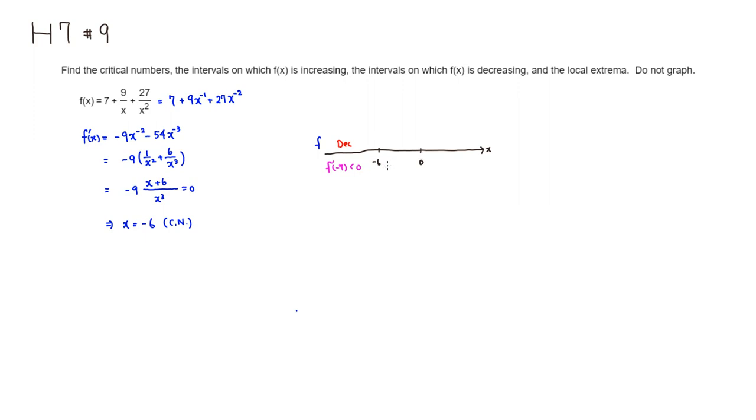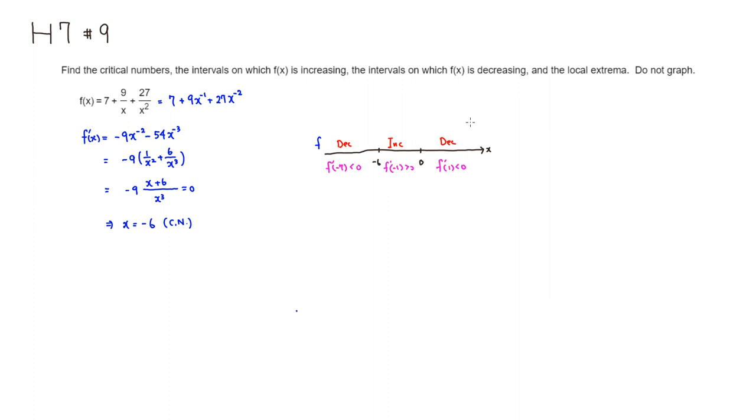Let's try anything between negative 6 and 0, so f prime of negative 1. Negative 1 plus 6 is positive, negative 9 is negative, negative 1 cubed is negative, so it's going to be positive. So it's increasing there. How about a positive number? If you try f prime of 1, 1 plus 6 is positive, 1 cubed is positive, with the negative 9, this is going to be negative. So the original function is decreasing on that interval.